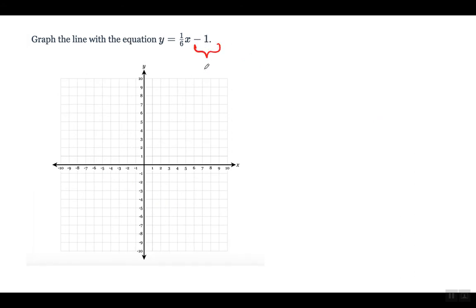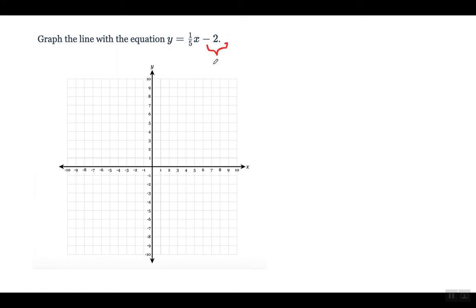My y-intercept is negative 1. Okay, and my slope is 1 over 6. Okay, aquí está el slope. It's positive, so it's going to go up from left to right. El slope es positivo, así que va para arriba de izquierda a derecha. Up 1 and to the right 6. And down 1 and to the left 6. All right, next example.